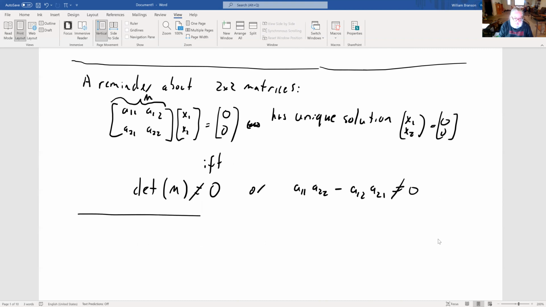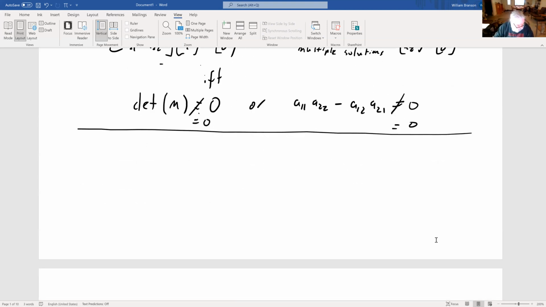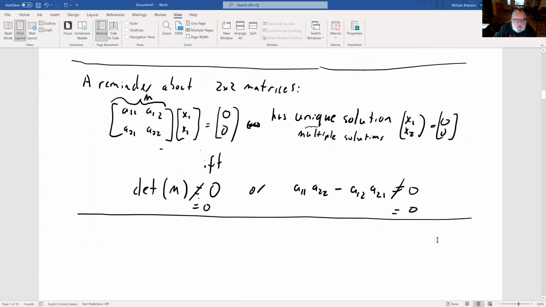And so if I set up a matrix equation like this, and I can demonstrate that it has multiple solutions, then that means the determinant is 0. So a unique solution means the determinant is not equal to 0. Multiple solutions means that the determinant is equal to 0. And why is that important? Well, this is where the weird initial conditions come in.